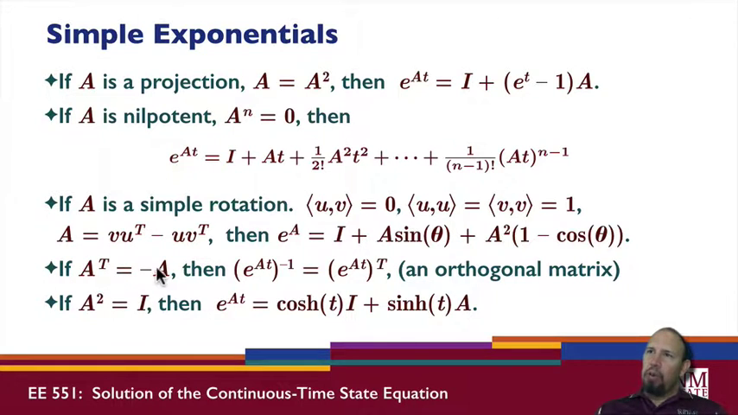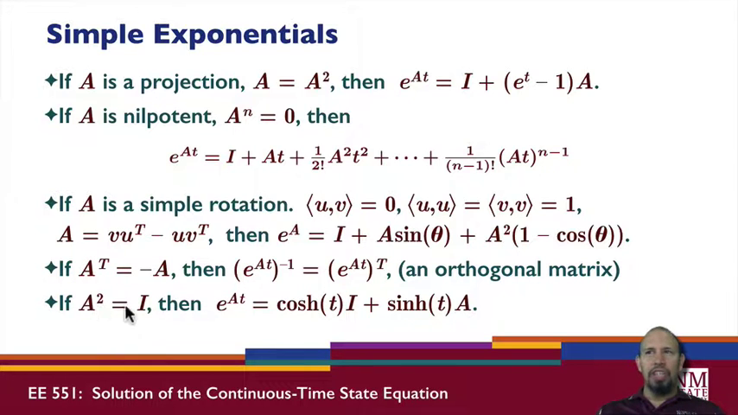Similarly, if A transpose is minus A, this is the case of what's called a skew symmetric matrix. If you happen to have this condition, you can go through and show that e to the At inverse is actually e to the At transpose. That is, e to the At itself becomes an orthogonal matrix. So if you have A given by this.